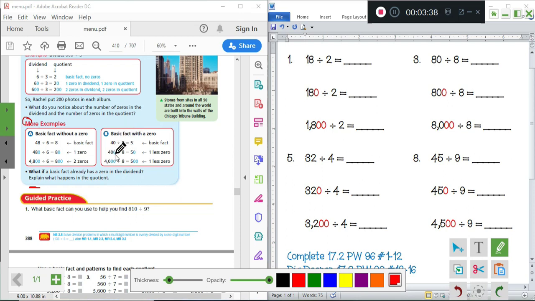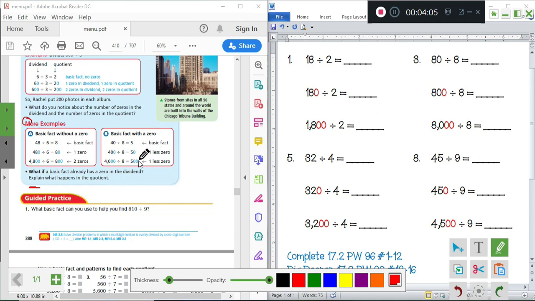Then I add on a 0. Notice how there are not 2 zeros over here in my quotient. There is only 1 because only 1 zero was added to my dividend, not 2. So 400 divided by 8 is 50. And then 2 more zeros added on. 4,000 divided by 8 equals 500.